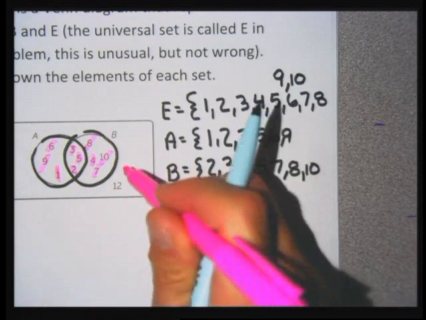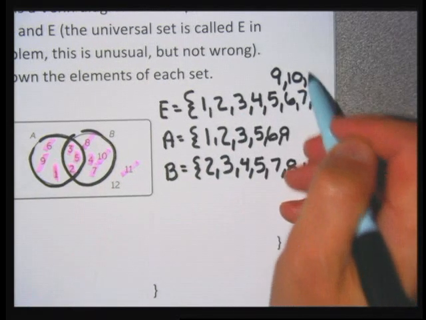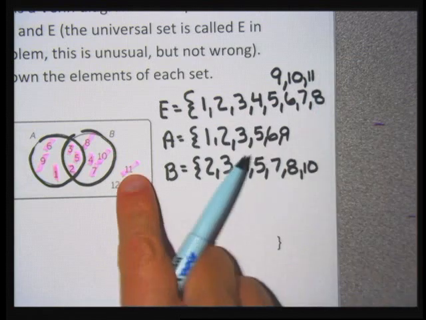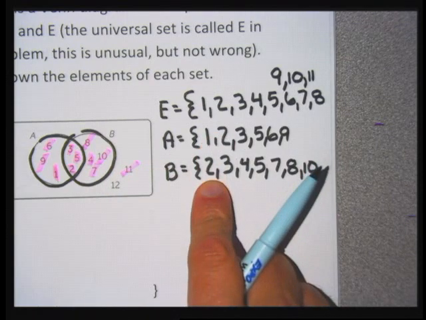Now I'll move on to 11. 11's in the rectangle, so it's part of the universal set. It's outside the A circle and it's outside the B circle, so it doesn't belong in the A set, nor does it belong in the B set.